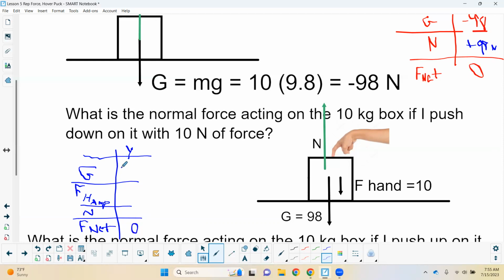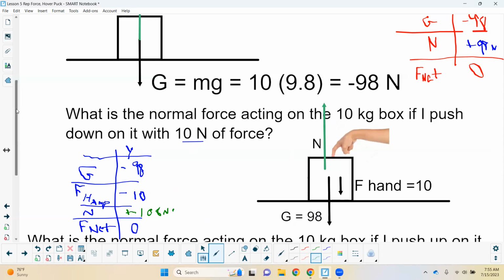And we've said that gravity is down and the hand is pushing down, so those are both negative. This is 98. And this is 10, as I push with an additional 10 newtons of force going down. So this normal force going up has to balance those out. If I put those two together, 98 and 10 together are 108 going down. So the normal force would need a positive 108 going up to make this work. So that is the normal force in that situation. That's the answer. So the normal force got bigger because we pushed down.